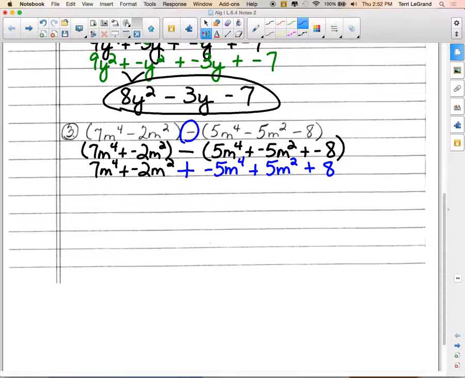And if you keep them lined up right underneath, then when you're checking to make sure that's what you did, it makes it a little easier to see. The opposite of 5 is negative 5. The opposite of negative 5 is positive 5. And the opposite of negative 8 is positive 8. And now you're ready to rearrange and add.